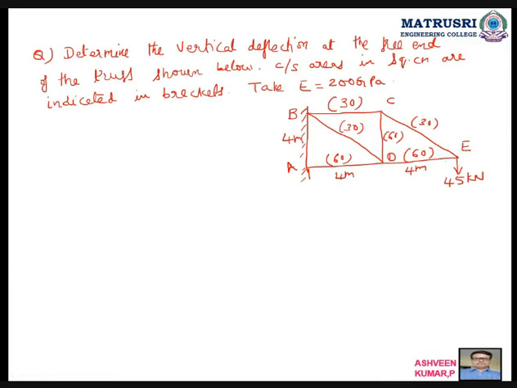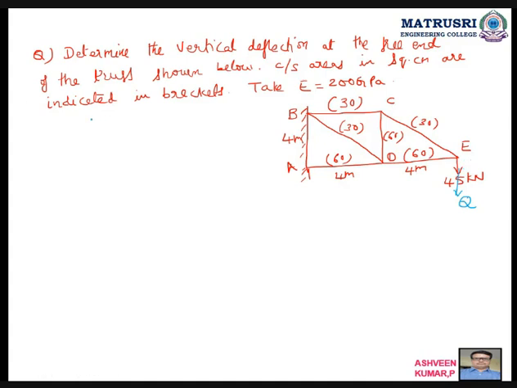You want to apply a dummy load wherever the deflection is asked: the vertical deflection at the free end. This is the free end. Now using the method of joints, I'll solve. It is a cantilever truss, so I start from the free end, where the load is given.